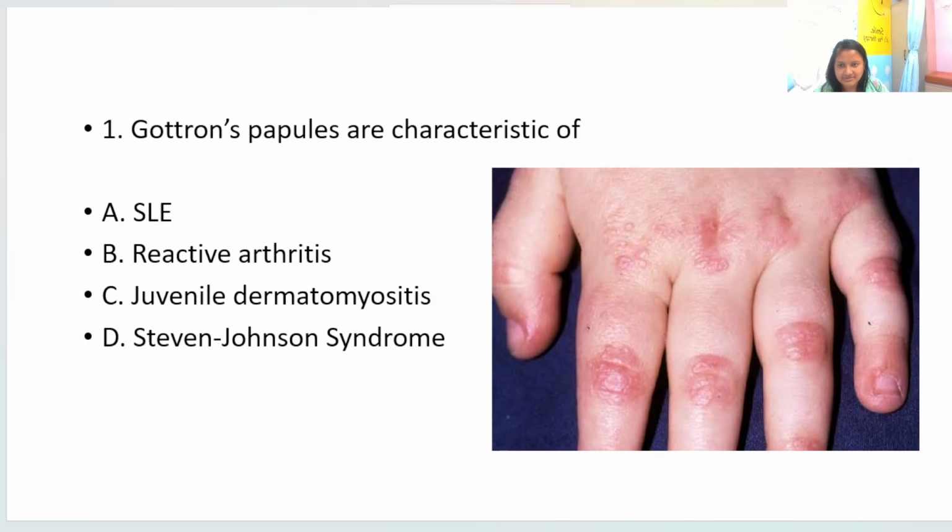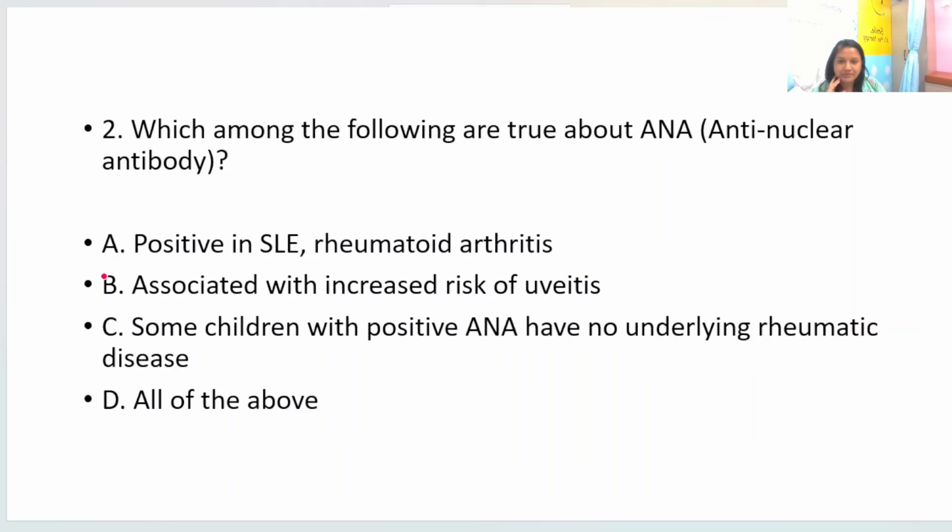So here what you are seeing in the picture, you will see these plaques over the proximal and distal interphalangeal joints. You may rarely also see them on elbows and knees. And Gottron's papules, this typical picture, Gottron's papules are characteristic of juvenile dermatomyositis. Gottron's papules, juvenile dermatomyositis.